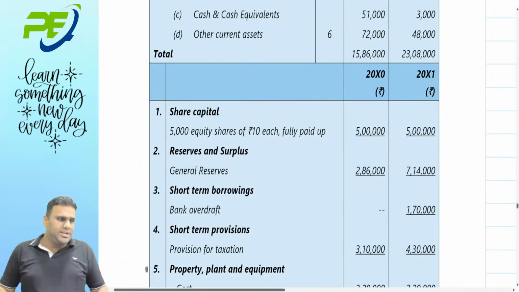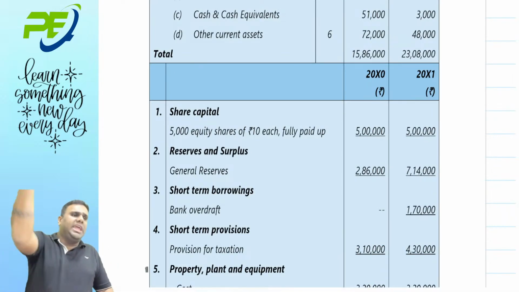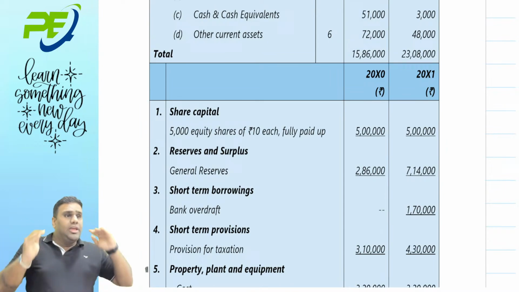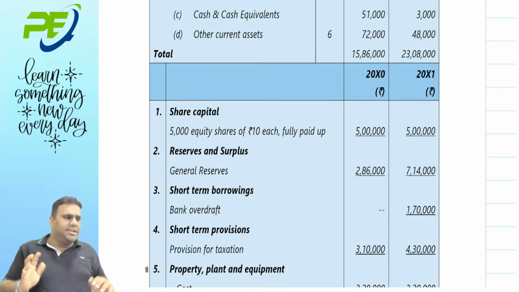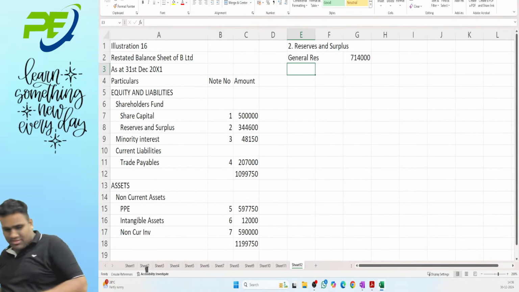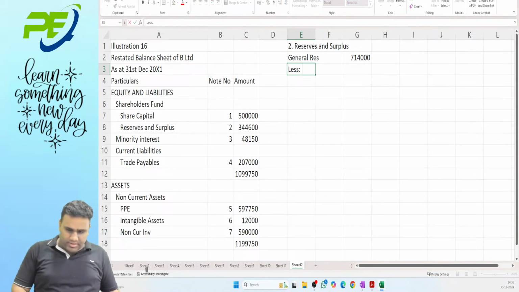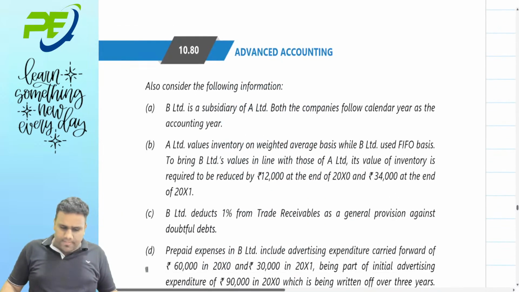Now the first adjustment, stock. The stock value, you are increasing or decreasing? You are decreasing the stock value. So what will happen to profits? They will decrease, less reduction in stock. So how much do we have to reduce? 12,000 for 2020 and 34,000.